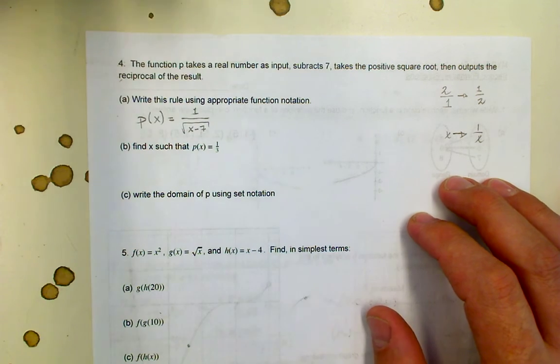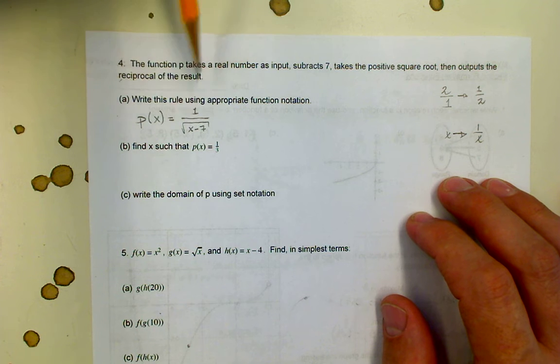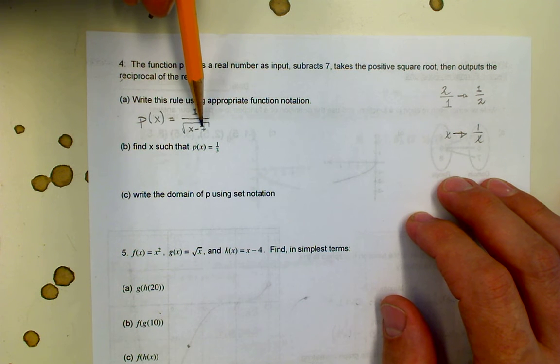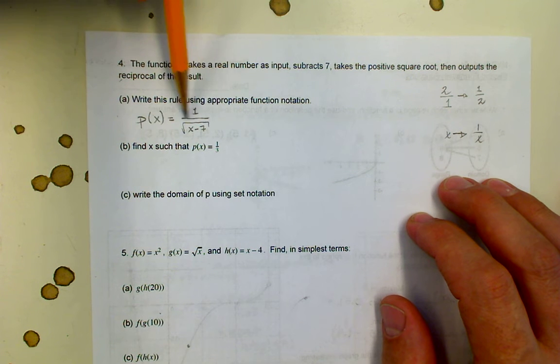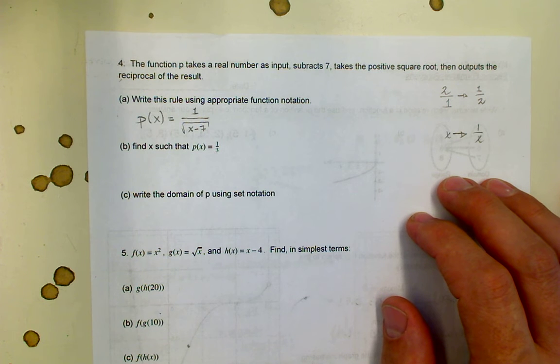So let's just walk through that one more time. Imagine I gave you a value of x. It takes that number, subtracts 7, takes the positive square root, and then outputs the reciprocal of that positive square root of the difference between x and 7. And so there we go. That's our function rule.